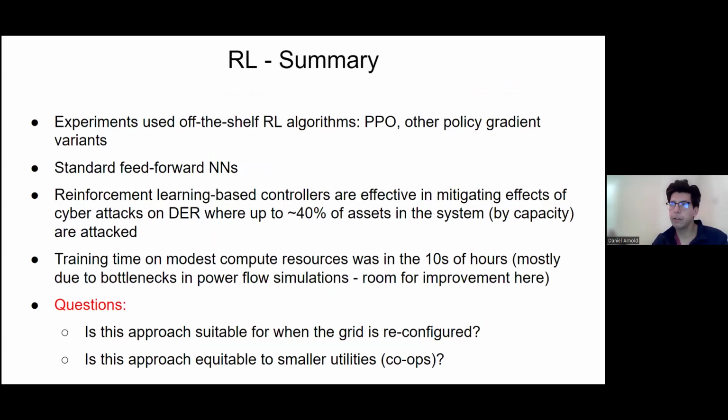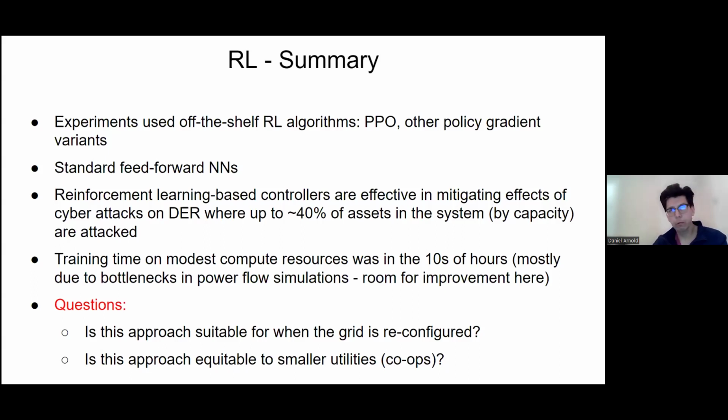The real art, which is what I found with a lot of reinforcement learning, is in the curation of the environment and the reward. So that's really where the creativity comes into play. The agents were just standard feedforward neural networks, so nothing fancy there. What we found is that these approaches were effective in mitigating the effects of attacks on DER when approximately up to 40% of the assets by capacity were attacked.